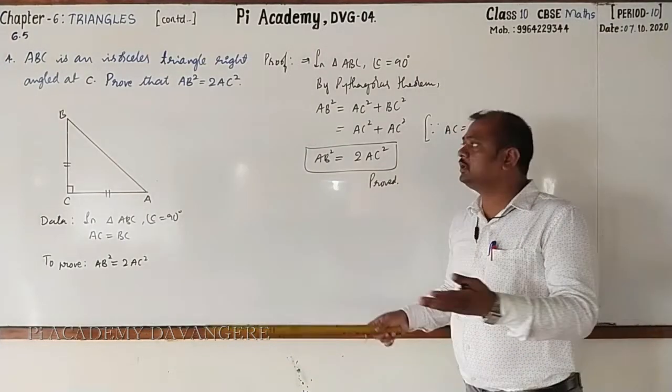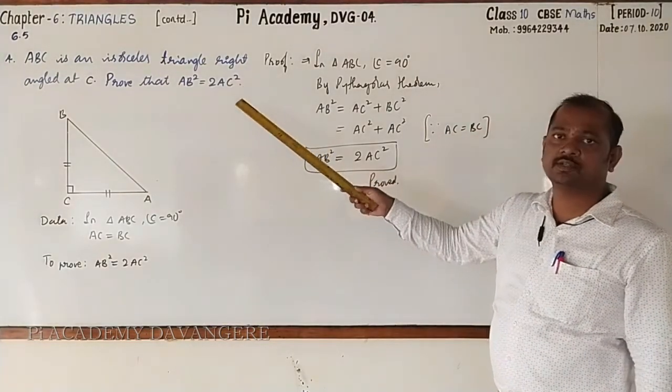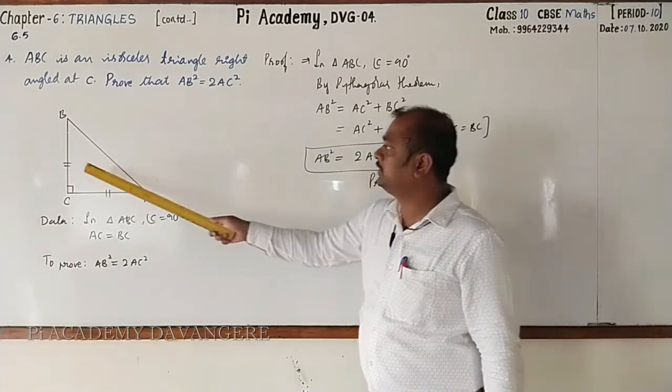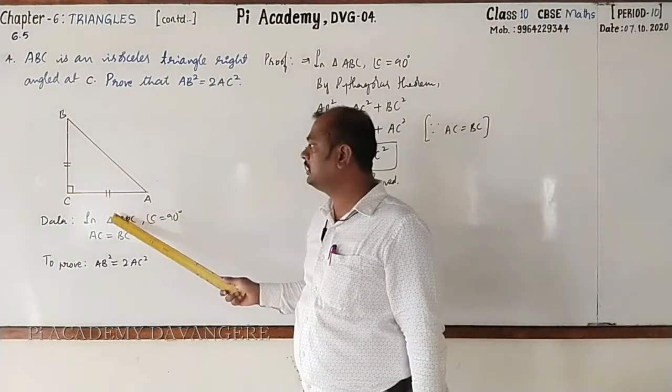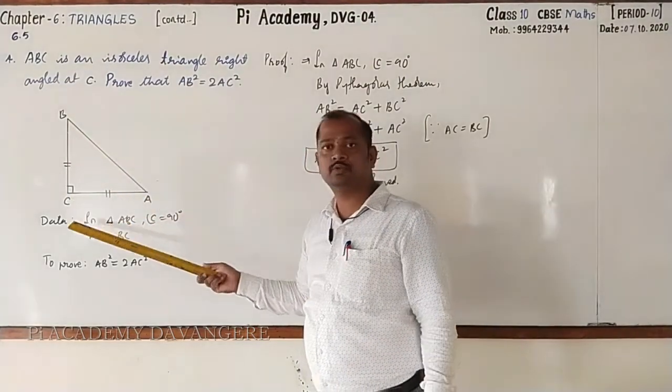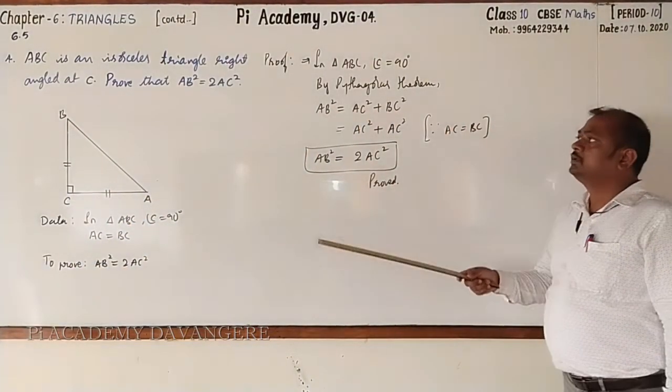Dear students, could you tell me in another way, how can it be asked? AB square equal to even 2 BC square. Then under such condition, in place of AC, you should substitute BC. Yes, copy this.